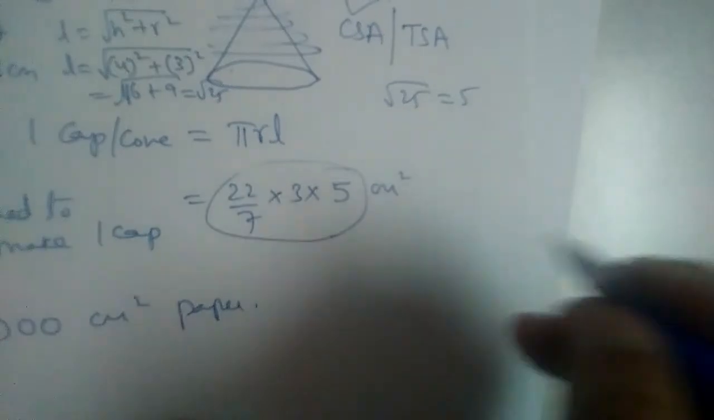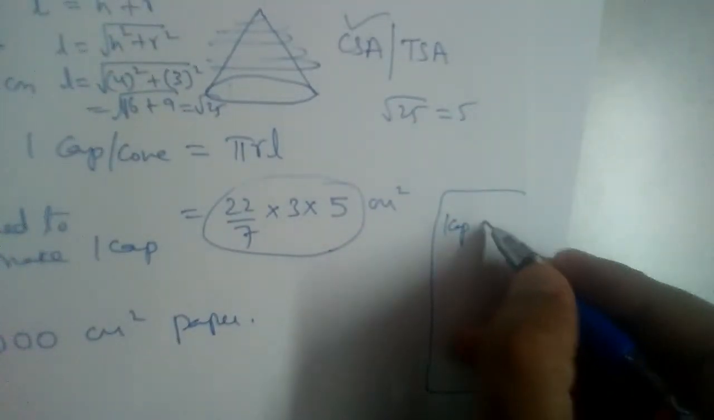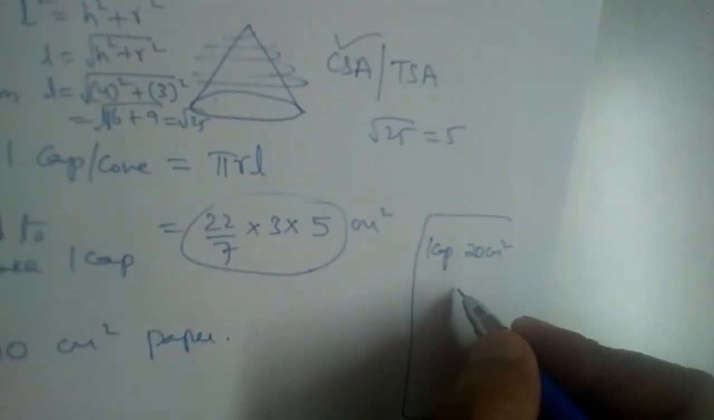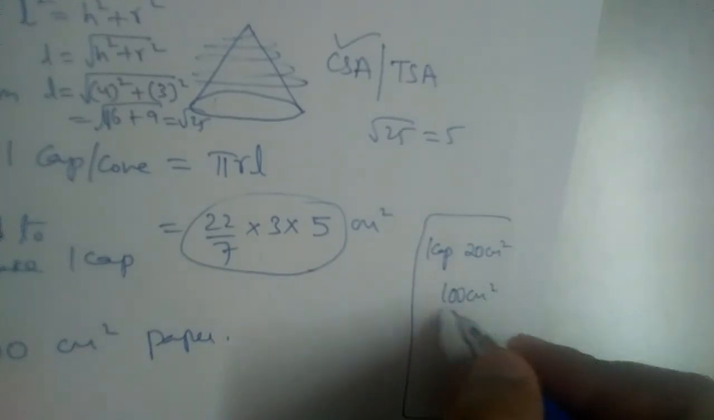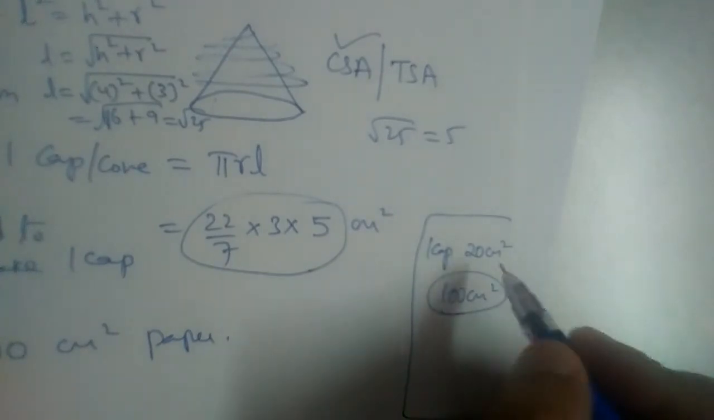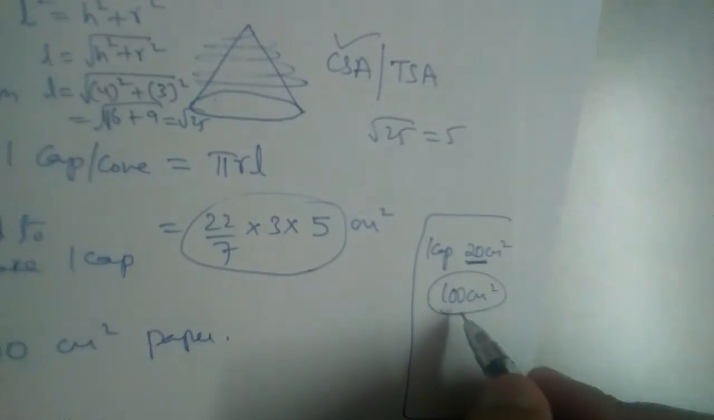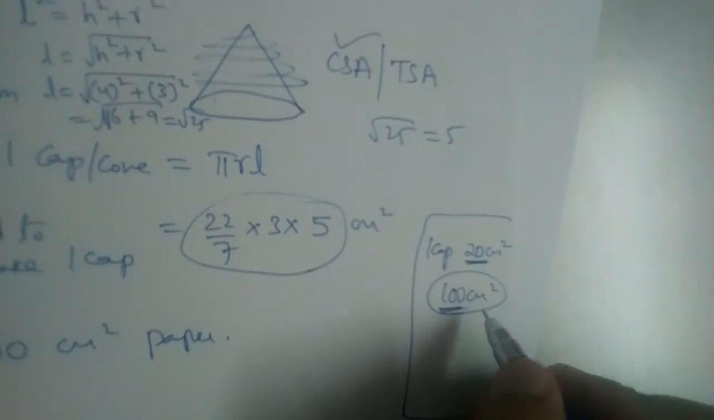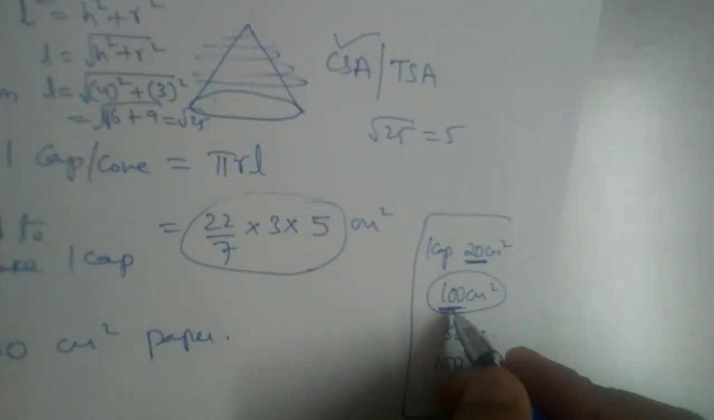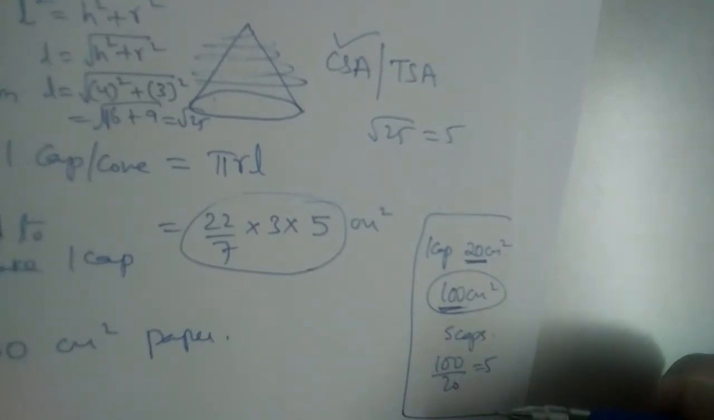Some decimal number will come, but imagine that for one cap, the paper needed is 20 centimeter square, and we have 100 centimeter square of paper. So how many caps can we make out of this paper? Each cap needs 20 centimeter square of paper. We have 100 centimeter square paper. So 5 caps can be manufactured, right? So what did we do here? 100 divided by 20. So we divided it, isn't it?